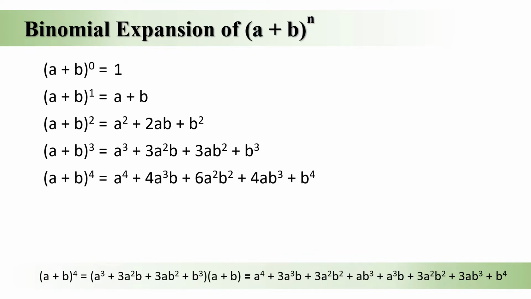So now if you're going to expand the quantity of a plus b all raised to the 4th power, you're going to have to take the answer from before, a cubed plus 3a squared b plus 3ab squared plus b cubed, and you're going to have to multiply by another a plus b. That's a 4-term polynomial being multiplied by a 2-term polynomial, and when you distribute, you'll get 8 terms. And many of the terms can be simplified into the middle terms, and so the quantity a plus b all raised to the 4th is a to the 4th plus 4a cubed b plus 6a squared b squared plus 4ab cubed plus b to the 4th.